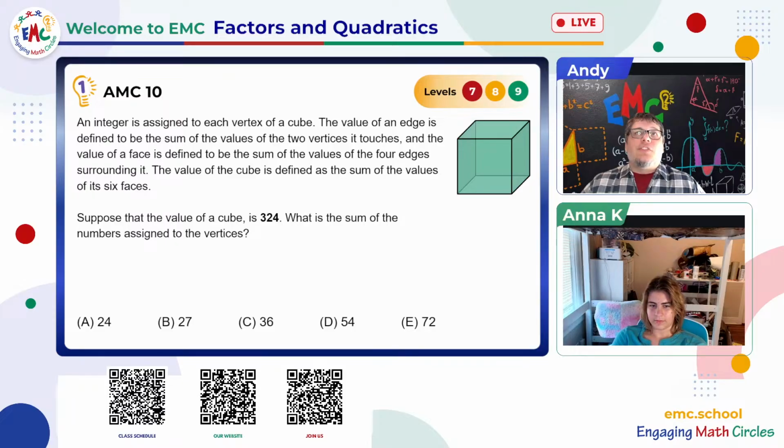An integer is assigned to each vertex of a cube. The value of an edge is defined to be the sum of the values of the two vertices that it touches, and the value of a face is the sum of the values of the four edges surrounding it. The value of the cube is defined as the sum of the values of its 6 faces. Suppose the value of a cube is 324. What is the sum of its vertices?